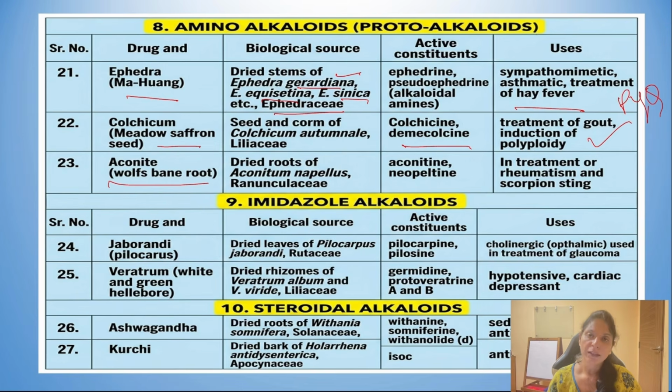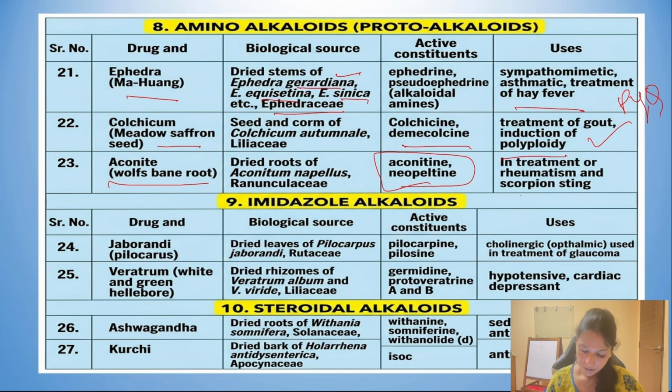And aconite, this is the other main example of amino alkaloids, and here the source is dried roots of Aconitum napellus, belonging to the family Ranunculaceae. Aconitine and neopelline are the two major active constituents of this aconite, and this is used in the treatment of rheumatism along with scorpion sting.